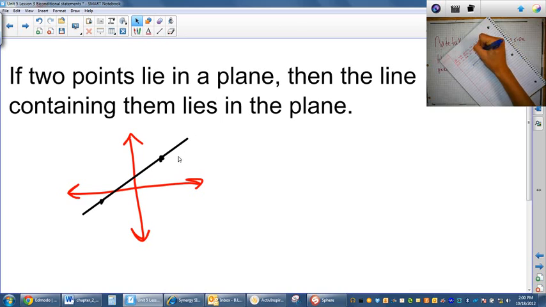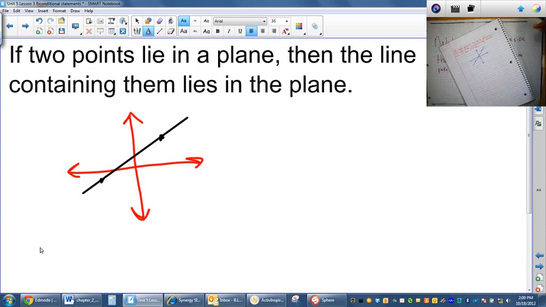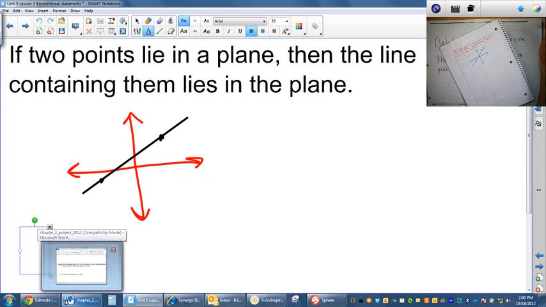Is the line also in the plane? Is the line also in the graphing plane? James, is the line in the graphing plane? So visually, that's what that is saying. What I'd like someone to do is tell me how you rewrote that as a biconditional statement. Ariana, how did you rewrite that as a biconditional statement?